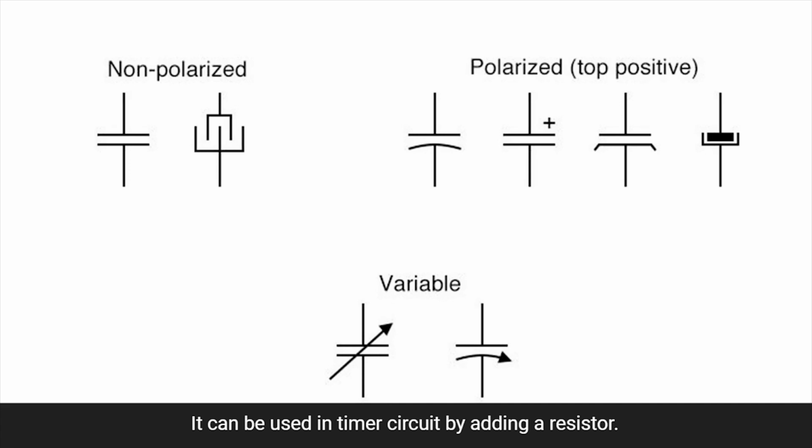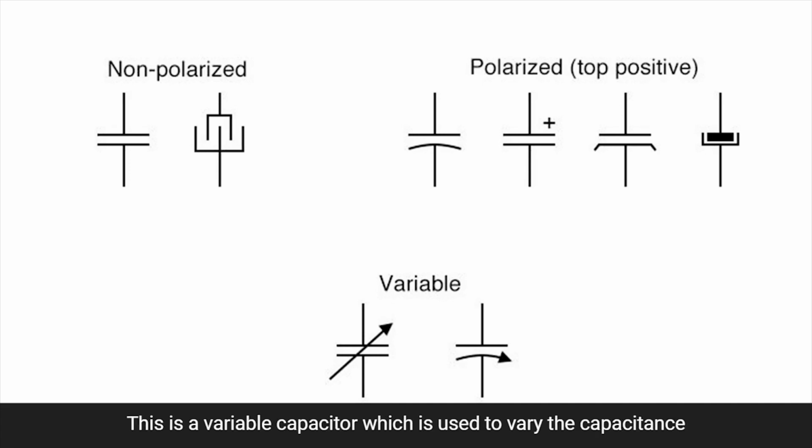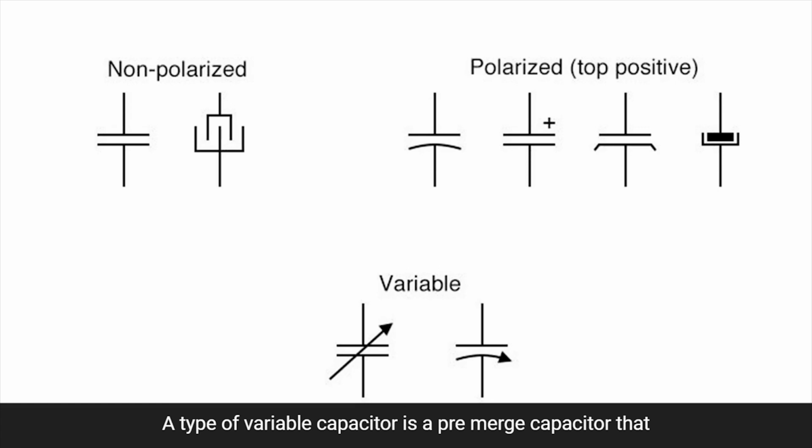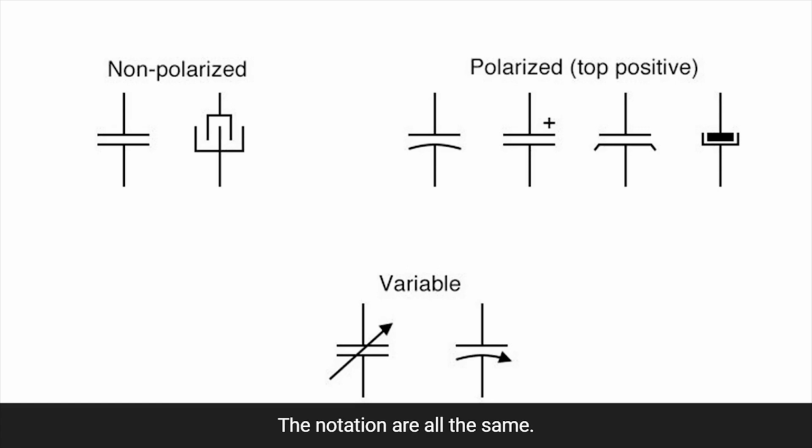This is a different symbol of a capacitor, which is polarized. It can be used in a timer circuit by adding a resistor. This is a variable capacitor, which is used to vary the capacitance by turning the knob. A type of variable capacitor is a trimmer capacitor, which is small in size. The notation is all the same.